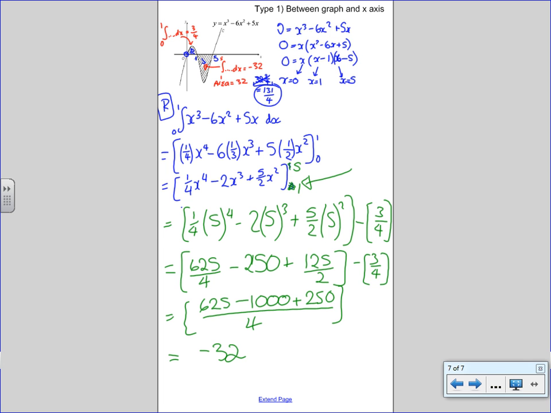Exactly. But we know that that's come from integrating from here to here, so the graph is below the axis, and that's why there is that negative sign. So we know that the actual area is 32, because areas can't be negative. Exactly. Hooray!